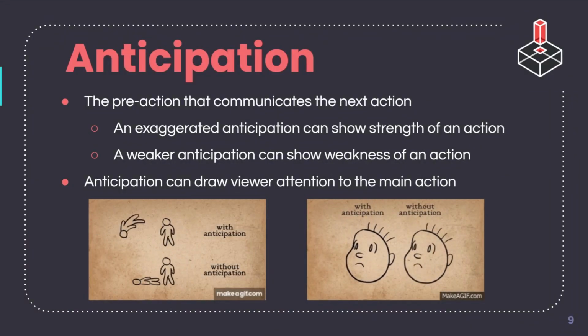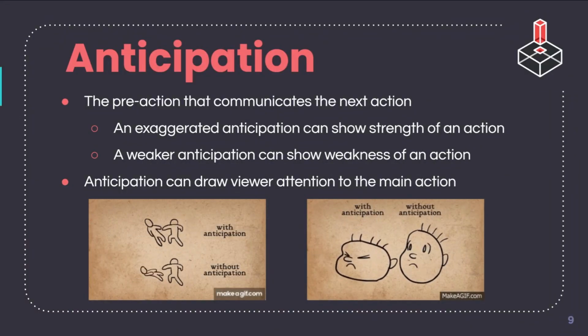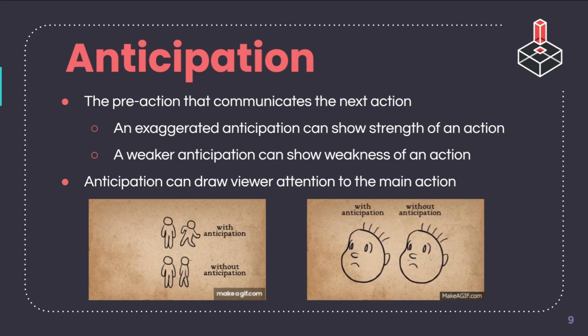Anticipation is the pre-action that communicates the next action. It helps the character communicate by preparing them for their action. If the character were to jump, they would have to bend their knees before jumping off the floor. A punch would have the arm wind up behind them before the arm suddenly flings out in a punch motion.